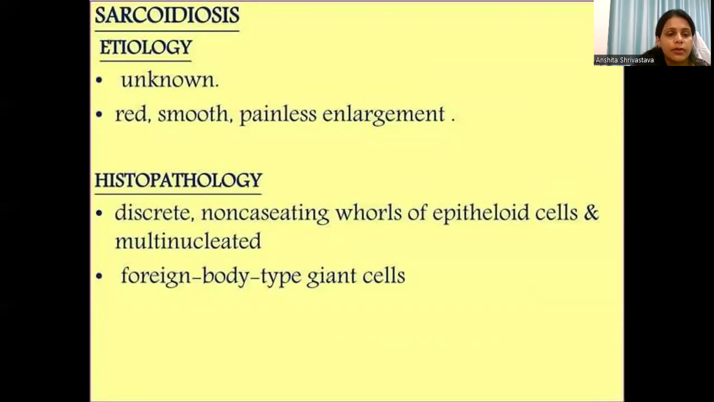Sarcoidosis, etiology is unknown. It is also seen as red, smooth, painless enlargement. Histopathology shows discrete, non-caseating walls of epithelioid cells and multinucleated cells. And also there are foreign body type of giant cells which are present in the histopathological features of sarcoidosis.